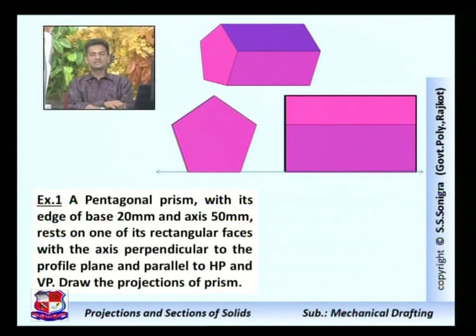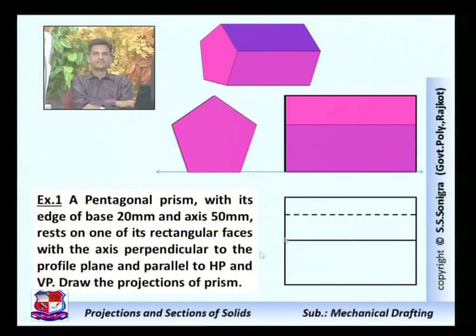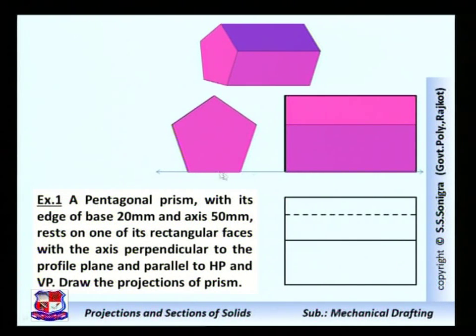And this edge would be visible, hence it is represented by a full line, and the top view would be below the front view, and that is again a rectangle. This is the edge, and these dotted lines represent this bottom edge. You can see here this edge and this edge are not visible in the top view, so they are represented by dotted lines like this. So this is the top view of this problem.